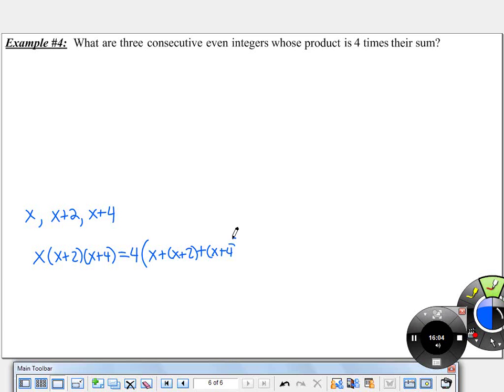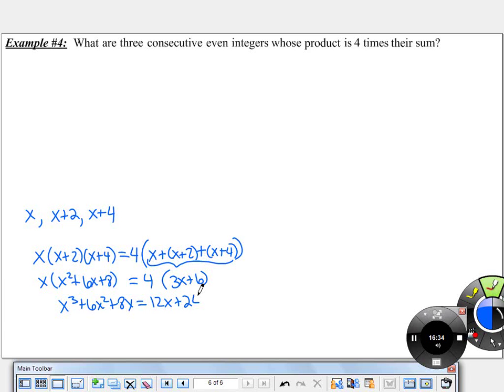And then I'm going to go ahead and try and simplify and solve this equation. So when I combine like terms right here, I get 3x plus 6. And over here, I'm going to get x times x squared plus 6x plus 8. Multiply it out on the side if you're not sure. So I'm going to have x cubed plus 6x squared plus 8x equals 12x plus 24. I'm going to subtract 12x and 24 to gather all the terms on the same side of the equation. So I'm going to have x cubed plus 6x squared minus 4x minus 24.